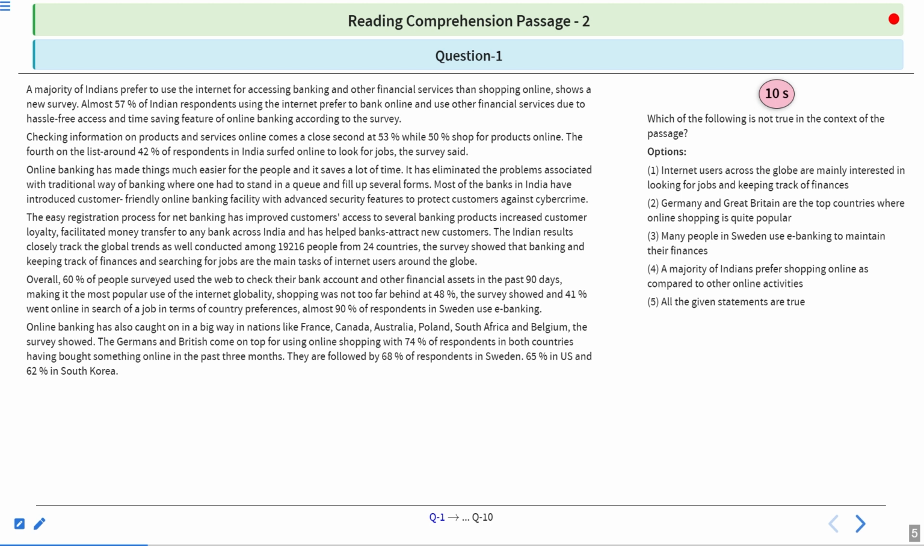Let's look at the question. Which of the following is not true in the context of the passage? Options are given below. Option 1 is internet users across the globe are mainly interested in looking for jobs and keeping track of finances.